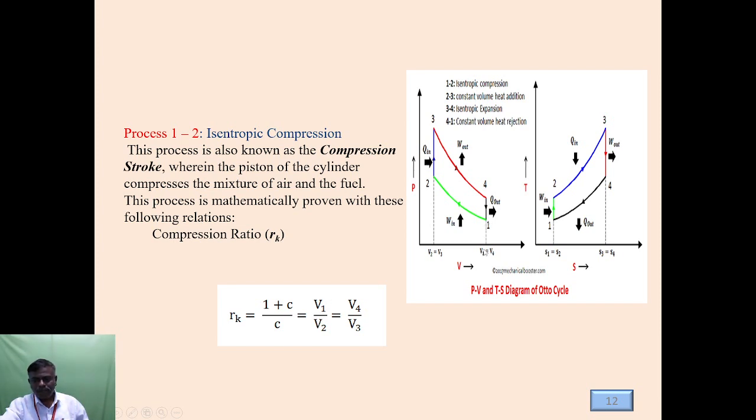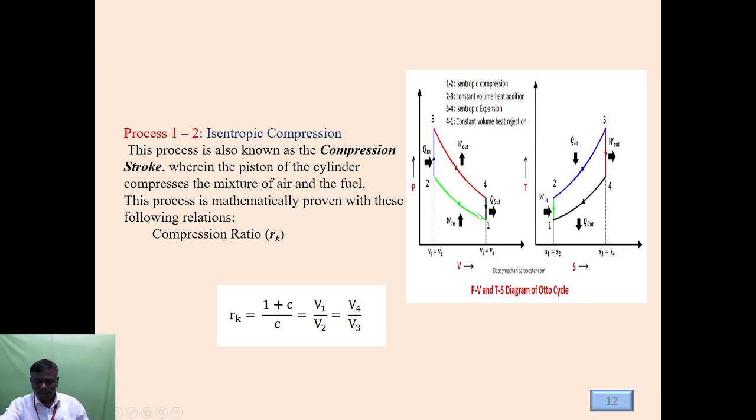Here V1 is the total volume and V2 is the clearance volume of the cylinder. So the compression ratio Rk equals V1 divided by V2. V1 equals V4 and V2 equals V3, so we substitute, and the compression ratio Rk equals V4 by V3.